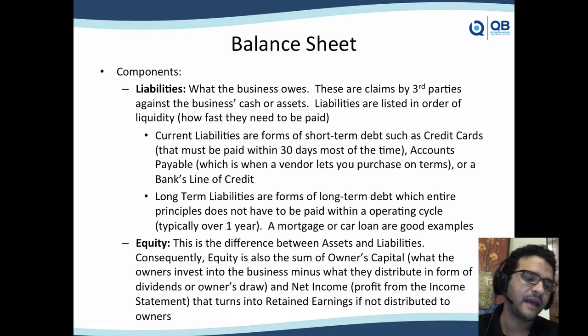So let's talk about liabilities, and we'll jump back into the QuickBooks report in a minute. Liabilities is what the business owes, what third parties can claim against our business's cash or assets. Liabilities are the exact opposite of an asset. These are items of negative value to the business. Liabilities have two major categories.